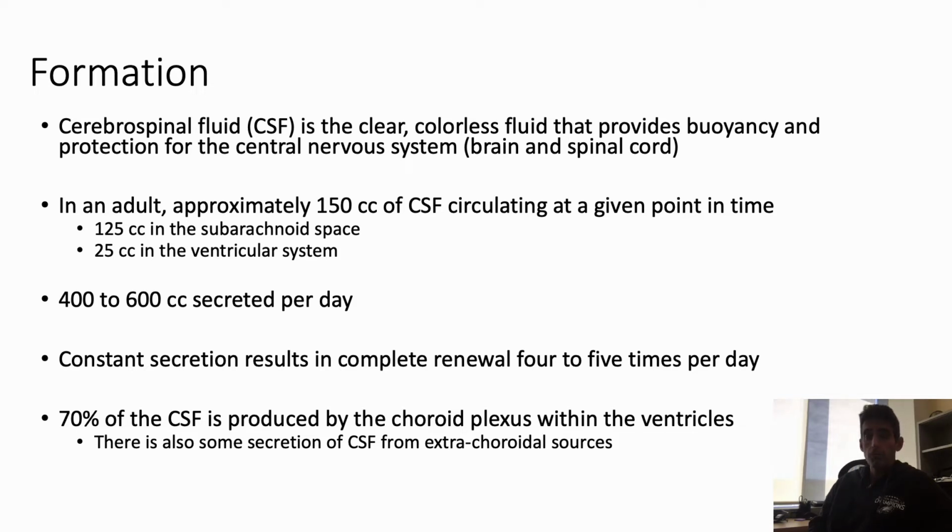70% of the fluid is made, like I said, in the choroid plexus, which is a specialized structure within the ventricular system. And there is some spinal fluid made from other structures, but the vast majority and the most important is made by the choroid plexus.